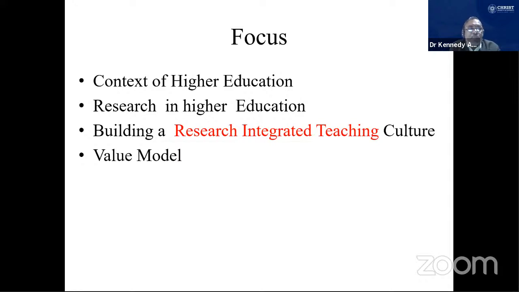I can see a lot of very experienced professors. Today's presentation is a kind of benchmarking for all of us, and we learn together some of the ideas which I've captured. I've been given the task to talk about research integrated teaching, that is, how we can build a culture of research integrated teaching. I may use the words research informed teaching or research and teaching. So how do we build a research integrated teaching culture, and probably look at a kind of value model.